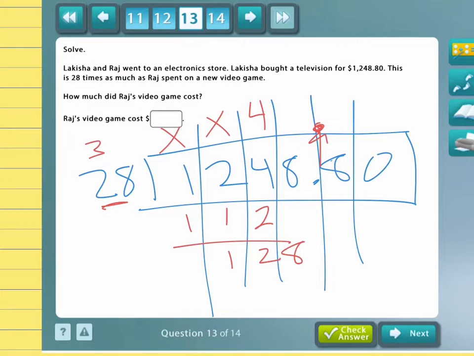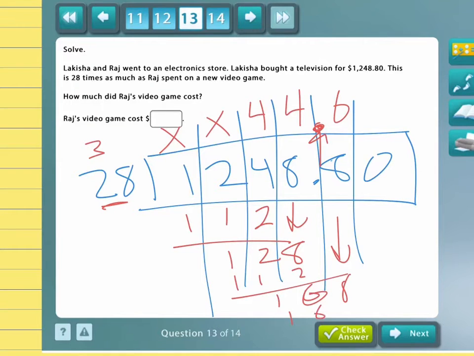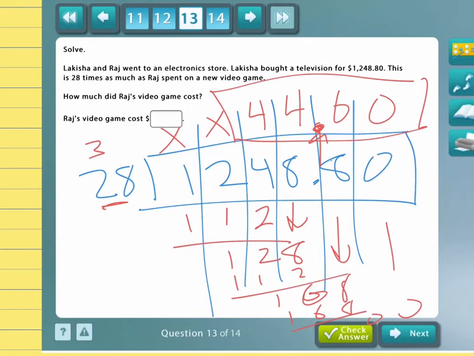4 was a good estimate, so I end up with 12 tens left over. I bring down the 8. I have 128 ones. Again, I'm going to go with 4, and I'm going to get 112, and I'm going to subtract that to get 16. I'm going to bring down the 8. How many times will 28 go into 168? The estimate is going to be 6, and it turns out that 6 times 28 is 168, so I have nothing left over, and so his video game should cost $44.60, and I would check this with a calculator.